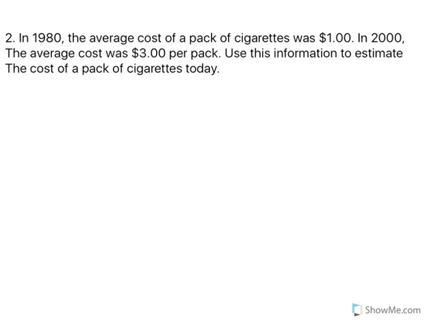In 1980, the average cost of a pack of cigarettes was $1. In 2000, the average cost was $3. Again, these are averages, right? So let's use the information to estimate the cost of a pack of cigarettes today. If 1980 is where we're starting, this is how I'm doing it. I'm saying that X is 0. And that means in 2000, X will be 20 because it's 20 years later. So I've got (0, 1) and I've got (20, 3).